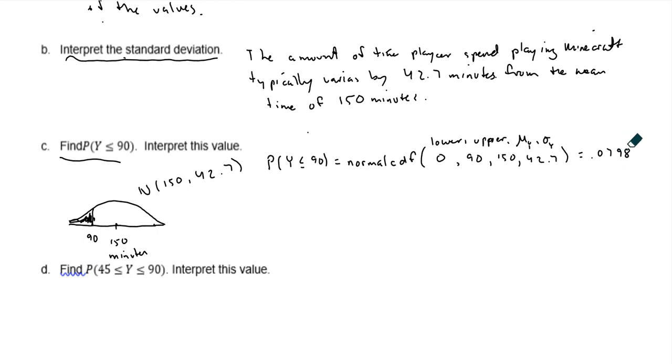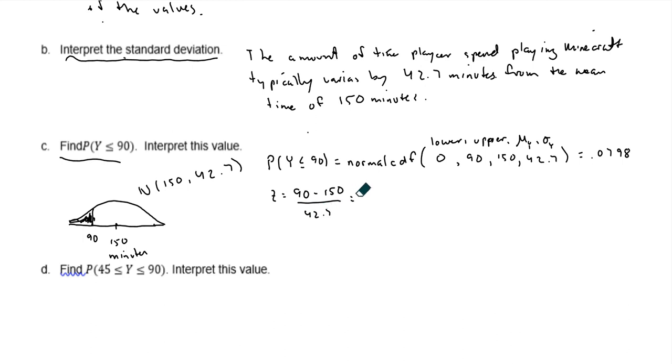And we'll have that. All right. What we could also do if we wanted to is make a z-score. If we took our z-score, we're going to find out where 90 is. So that's our value. Subtract that from our mean, divide it by our standard deviation, which is 42.7.